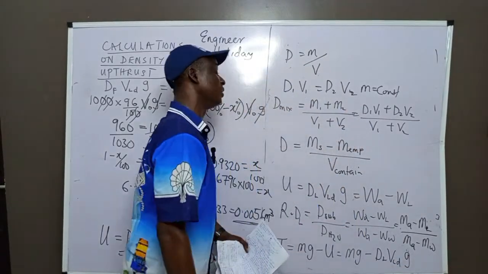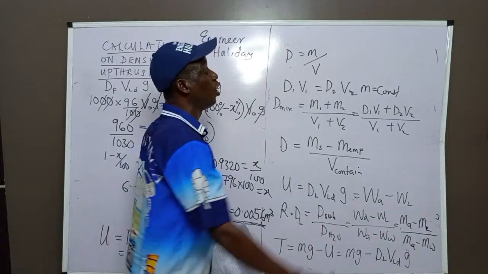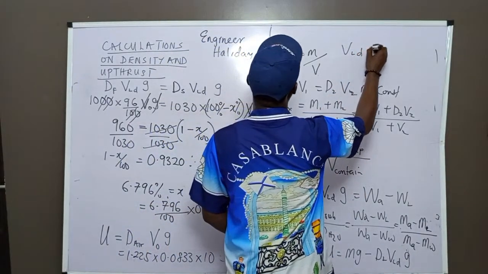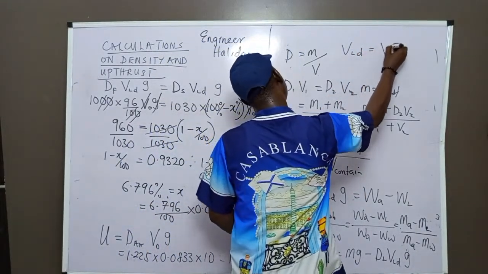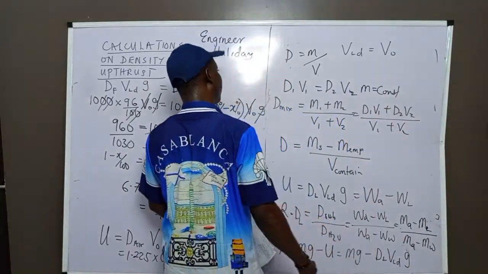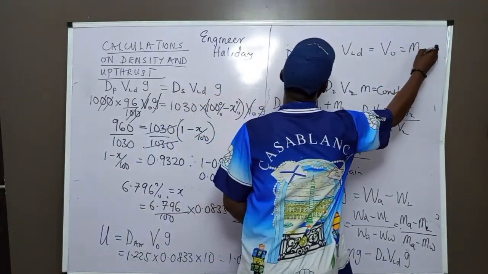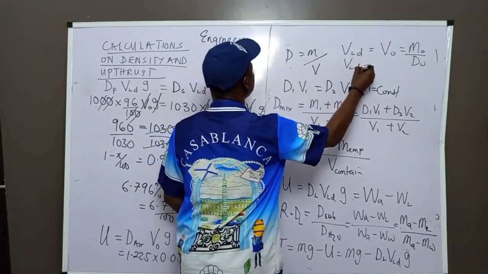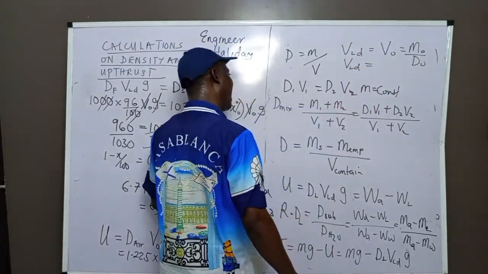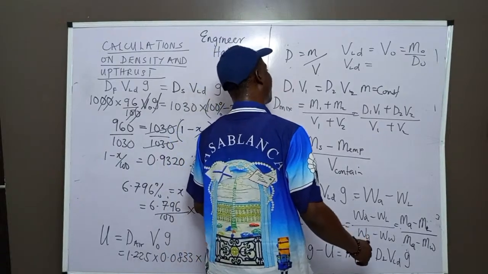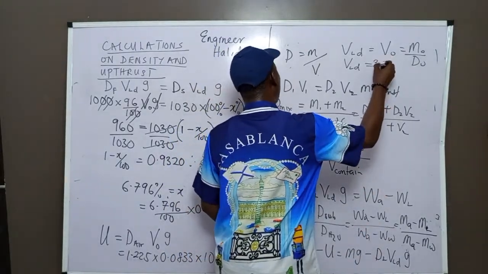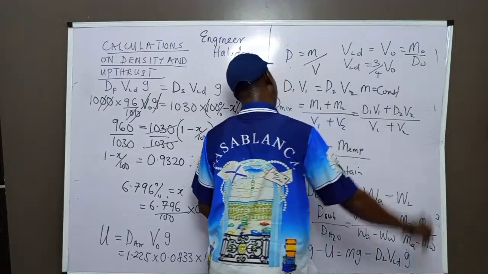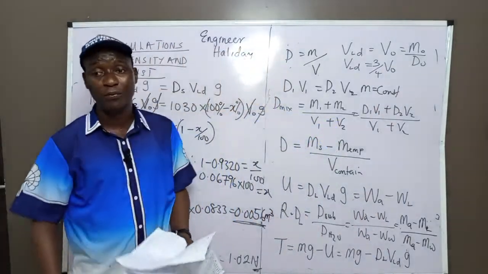So volume of liquid displaced, when the object is totally immersed in water, is the volume of the object itself, which is equal to the mass of the object over the density of the object. But when this volume of liquid displaced is not equal to the volume of the object, it means that some fraction of it, maybe 3/4 of it, is in water. That's what we are going to consider as the volume of liquid displaced.